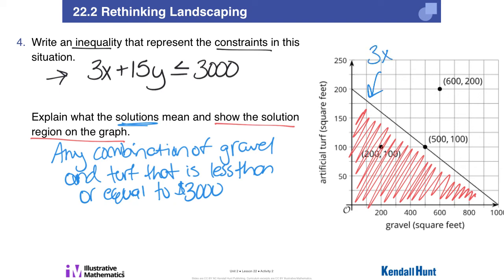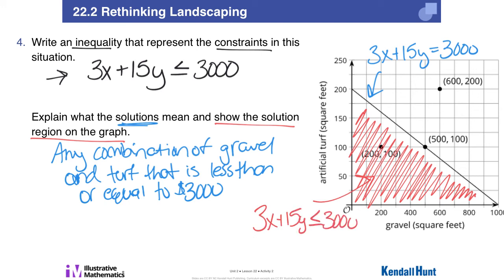Now the line here is the line of the equation. So the line is showing 3x + 15y = $3,000. Then the inequality part is this whole shaded region, showing 3x + 15y is less than or equal to $3,000. The line itself is a solid line, not a dashed line, because it is less than or equal to. So we want to include all of those points along that line.